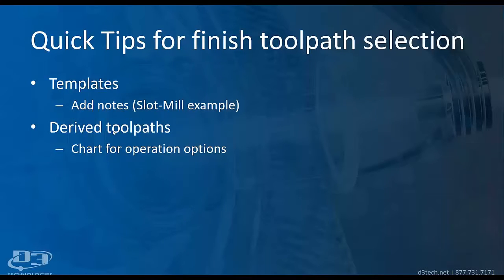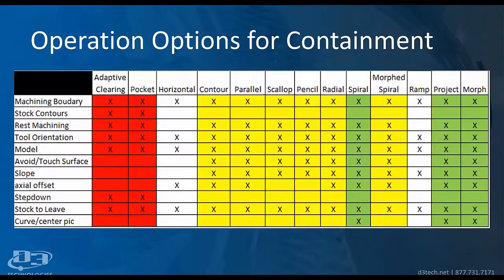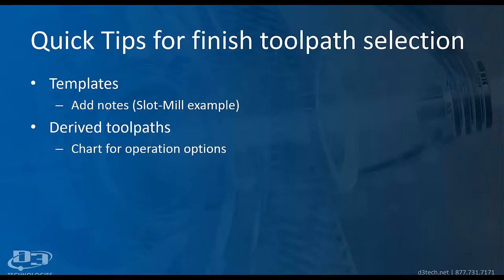Derived toolpaths are a great way. And remember that chart that I showed earlier. Ones that are very similar, you can use the same geometry selection and just create a derived operation for each one with different types. And then go back and look at it and just see which one you think fits the model the best. And then the other thing that I wanted to show was templates.